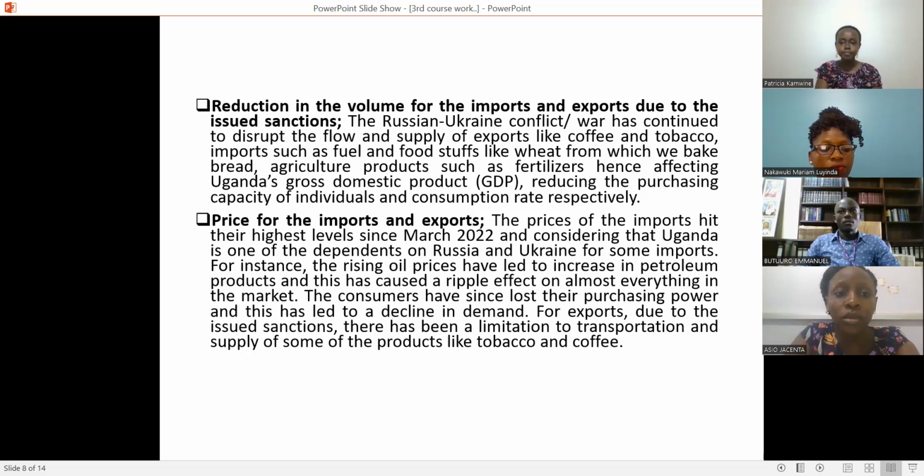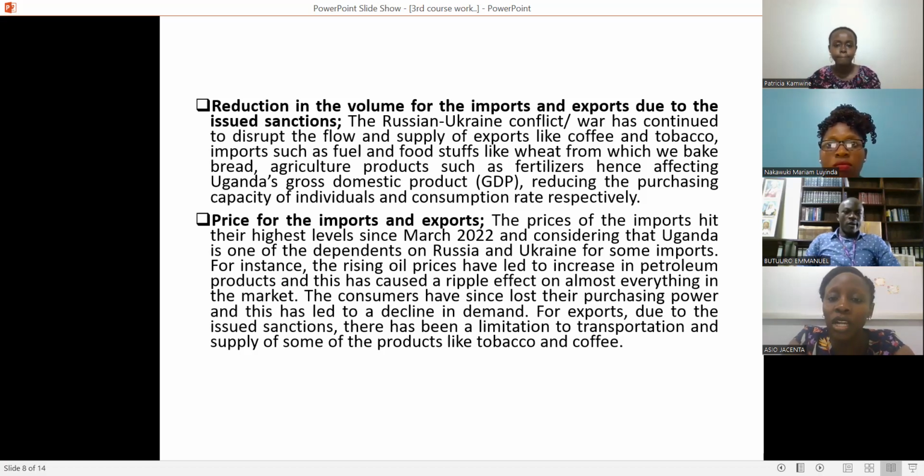This conflict has continued to disrupt the flow and supply of exports like coffee and tobacco, imports such as fuel, and foodstuffs like wheat, from which we bake bread and make chapati, and agricultural products such as fertilizers, hence affecting Uganda's gross domestic product, reducing the purchasing capacity of individuals and the consumption rate, respectively.